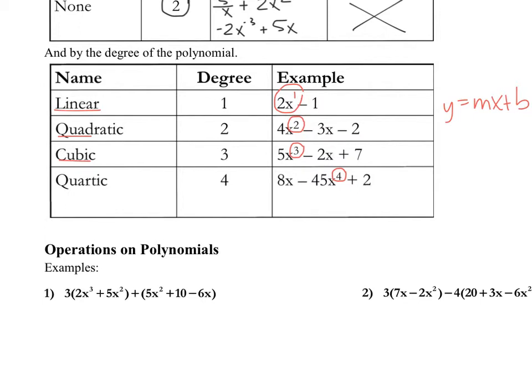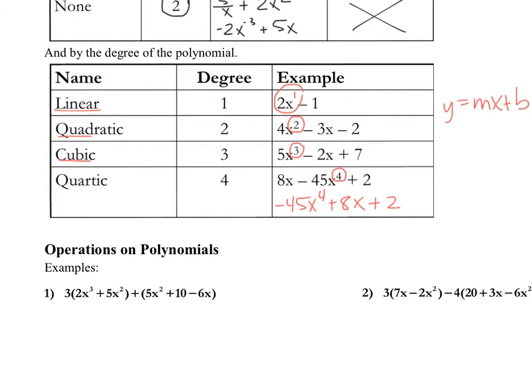And just so you know, usually the polynomials are written in descending order, but sometimes they're not, like this example. So technically this should be written -45x to the fourth plus 8x because it's a positive 8x, and then plus 2. Usually they're written in descending order. However, sometimes they're not, so you just have to be aware of that.